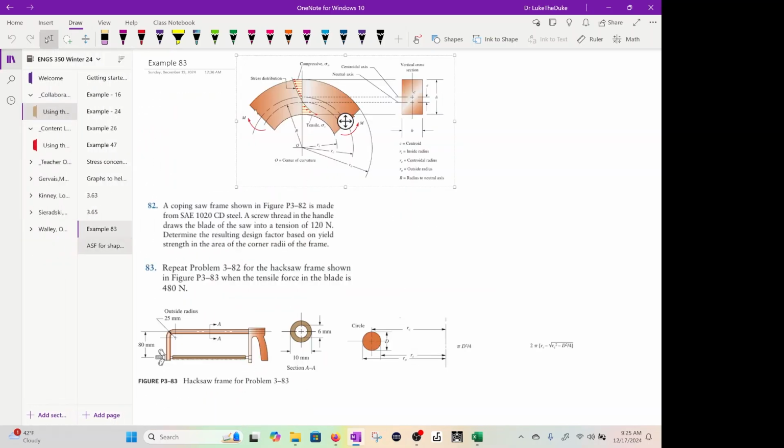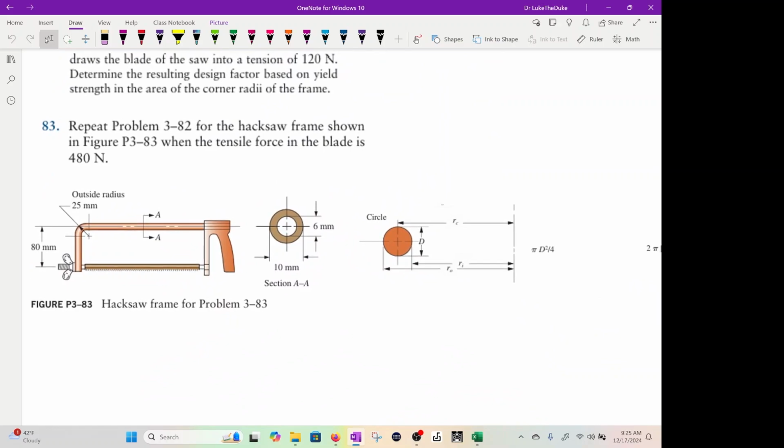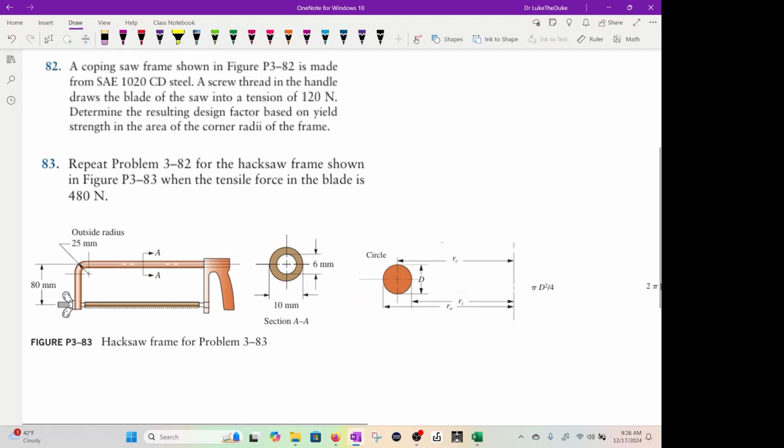So if I go back to this example here, we're going to do this saw, and we're going to look pretty much at this point right here. I'm going to show you the steps on how you find a design factor for that particular section so it doesn't fail. It's a curved structure, and it uses that area shape factor.